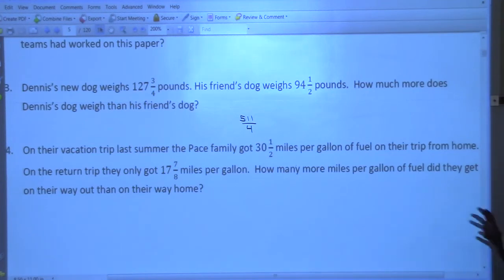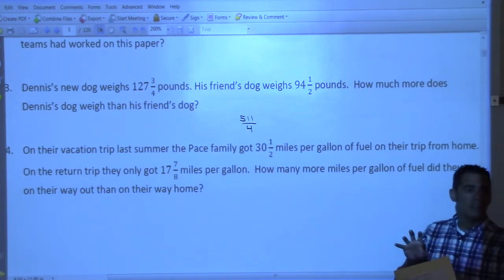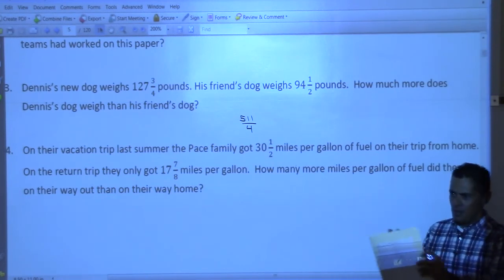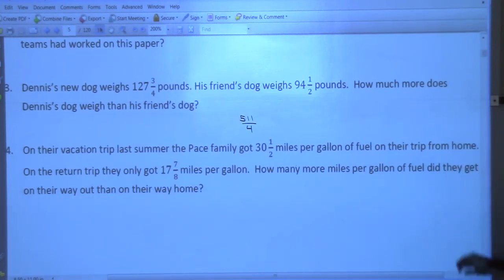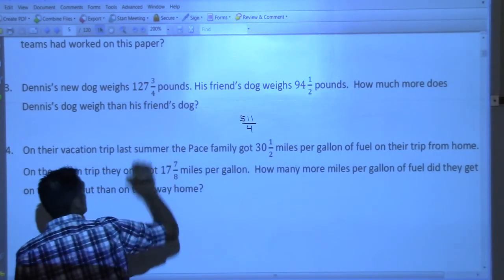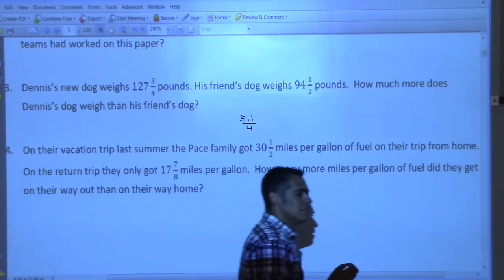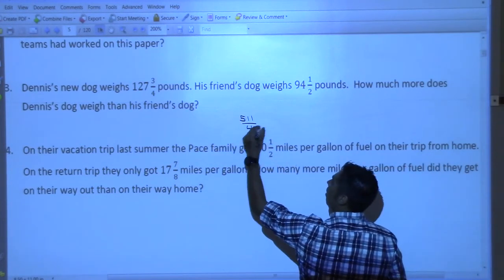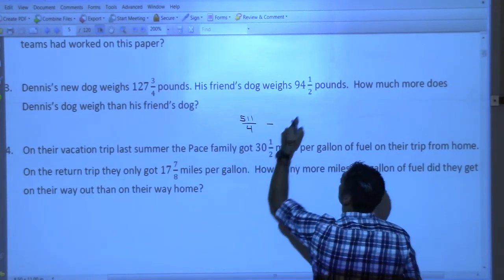Subtract. So does the order matter when you subtract? Yes. Absolutely. You have to have the right one in front. It depends on what the question is asking. If you want to know how much more does Dennis's dog weigh than his friend's, you're going to subtract the friend's dog's weight from Dennis's dog's. So you have to put Dennis's dog minus this one.